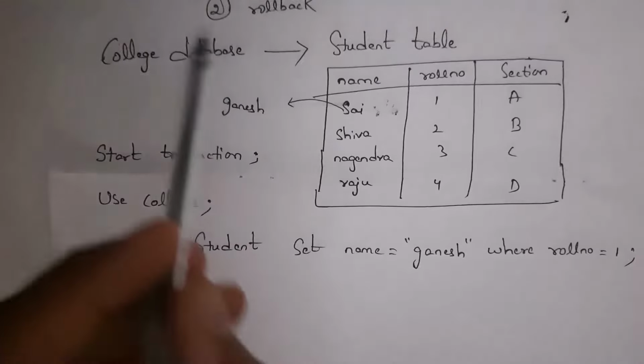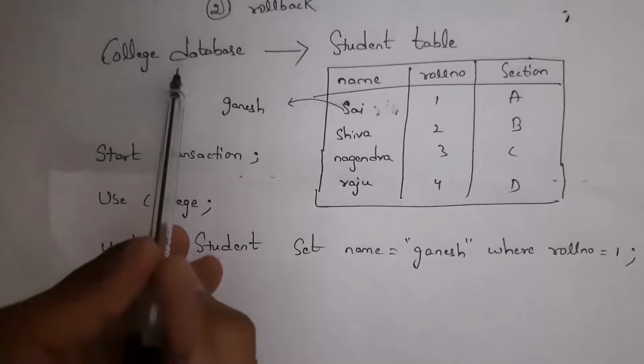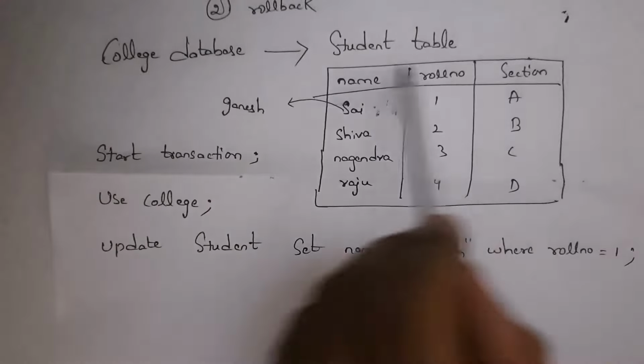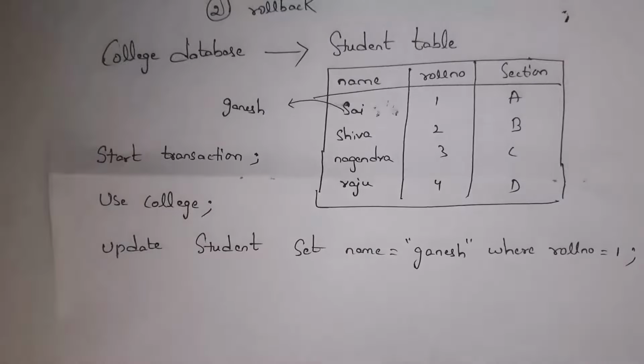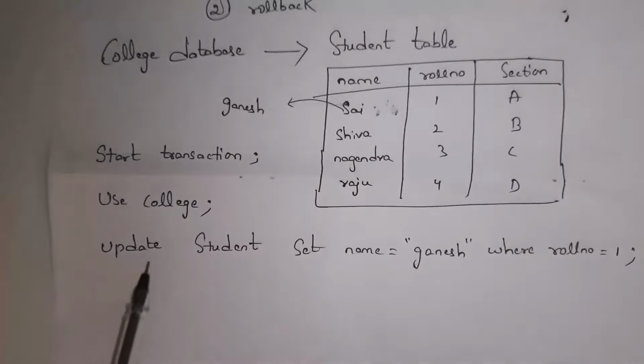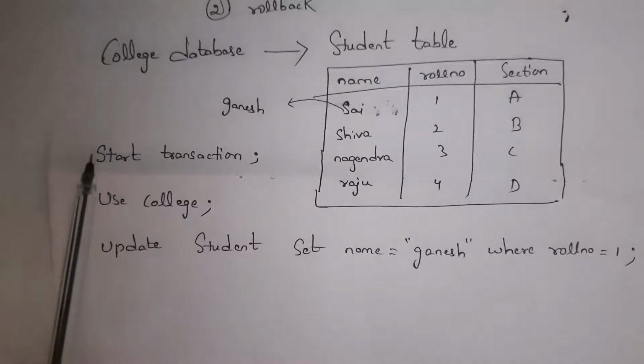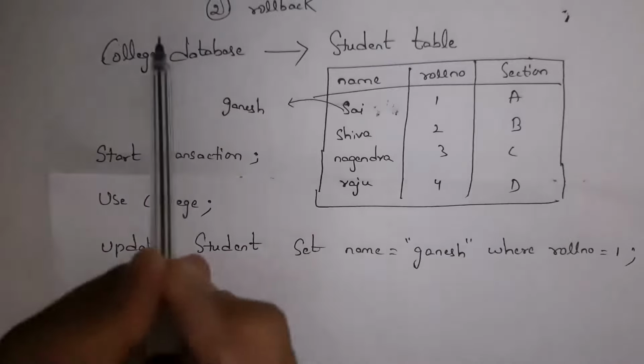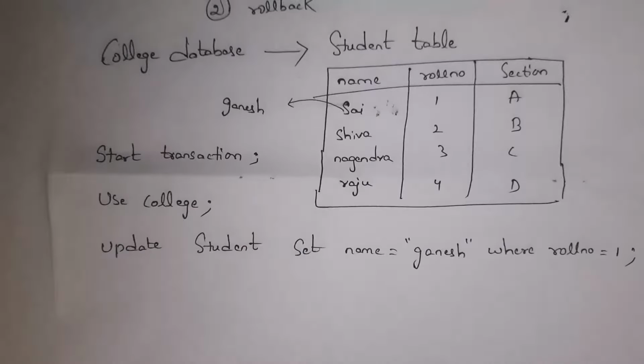Guys, for example, there is a college database. Inside the college database there is a student table. This is the student table data. Now in this student table, I want to change name Sai to name Ganesh. Now I will perform this operation by using transaction control language. So at first write start transaction and give a semicolon. My student table is present in the college database, so at first you need to use the college database.